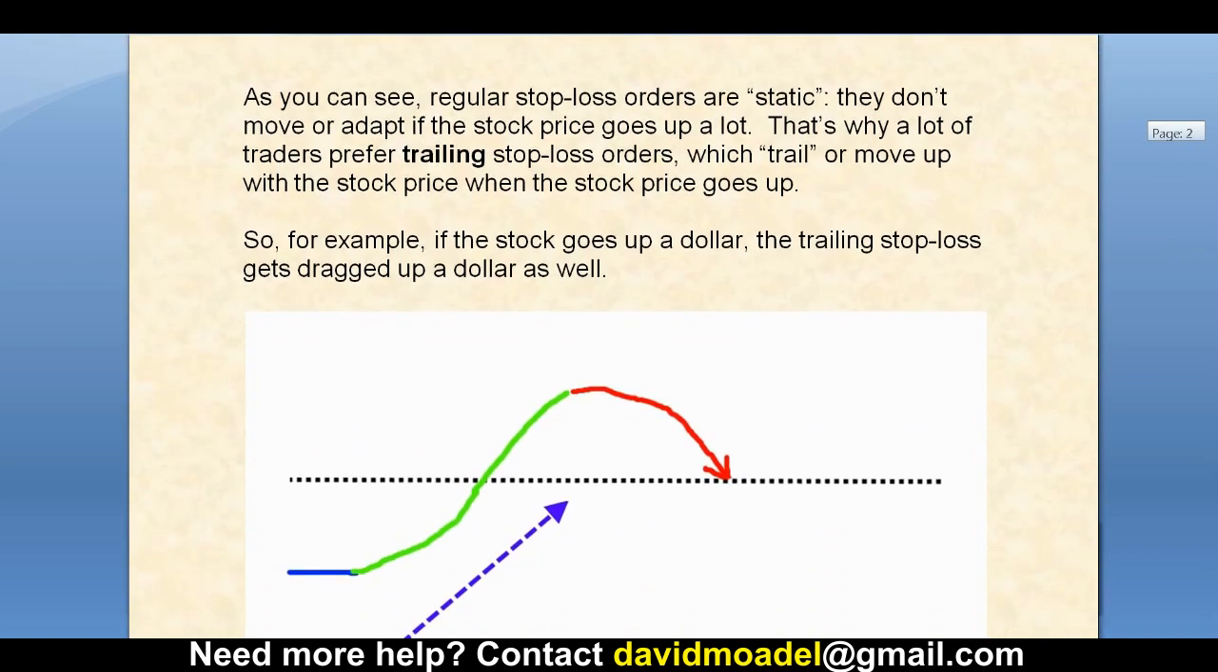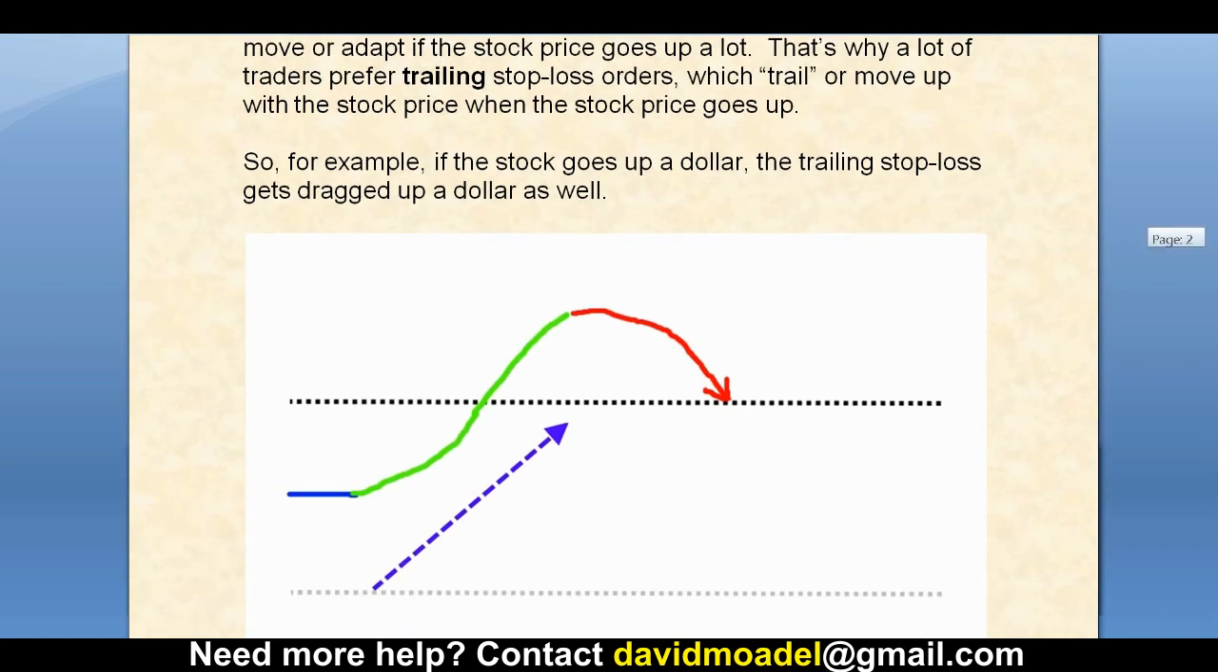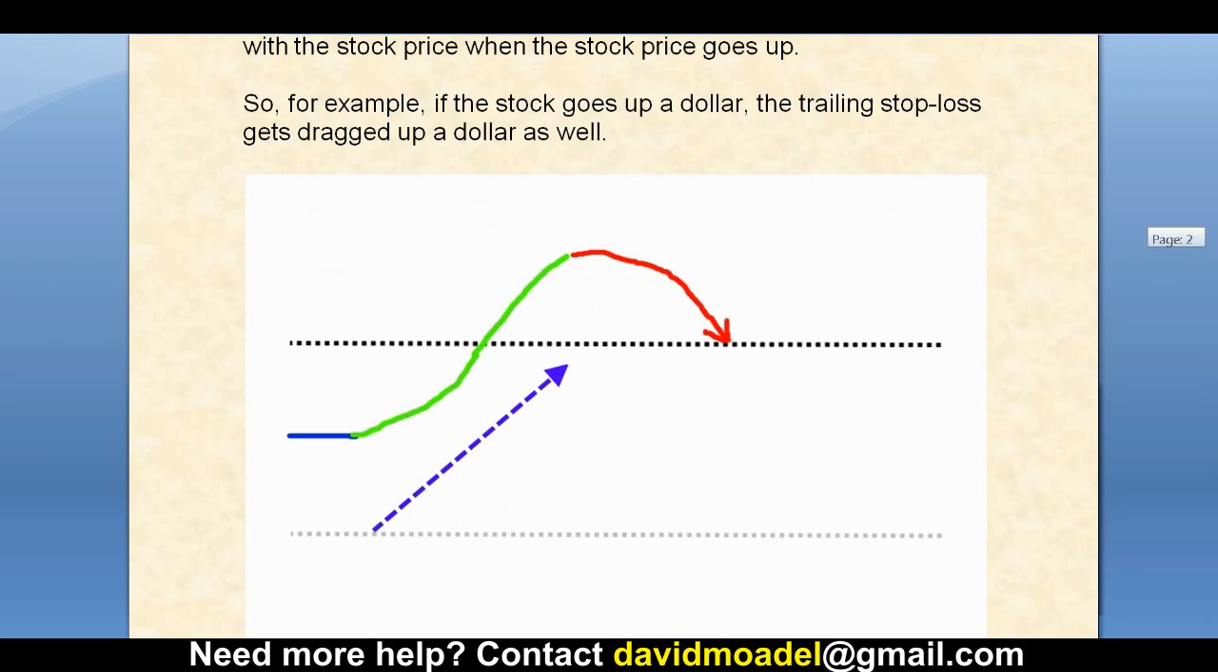So as you can see, regular stop loss orders are static, meaning they don't move or adapt if the stock price goes up a lot. That's why a lot of traders prefer trailing stop loss orders, which trail or move up with the stock price when the stock price goes up. So for example, if the stock goes up $1, the trailing stop loss gets dragged up $1 as well. It moves up with it when the stock moves up.